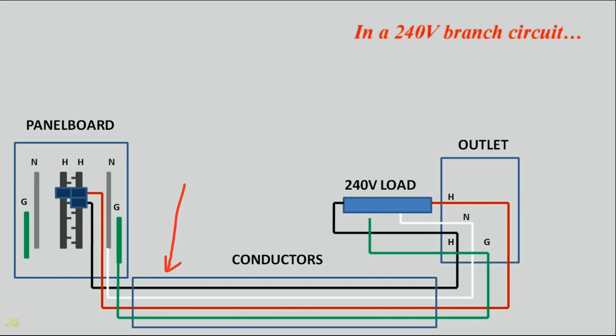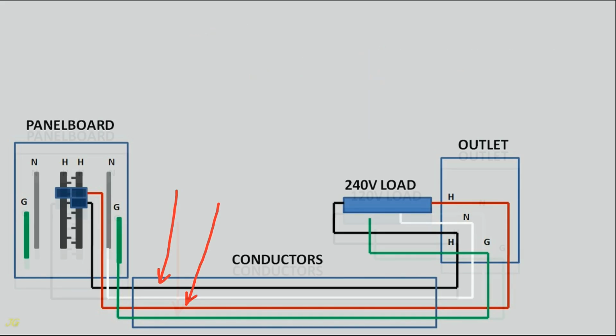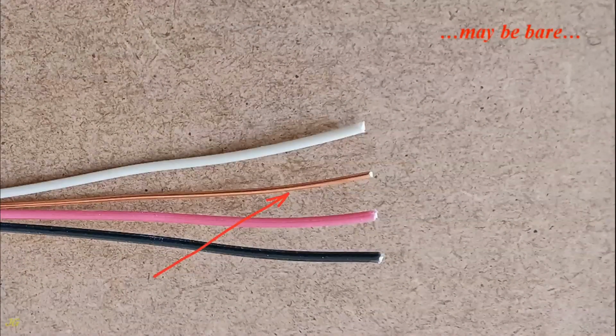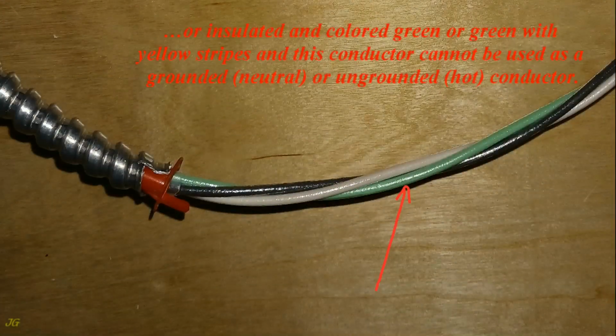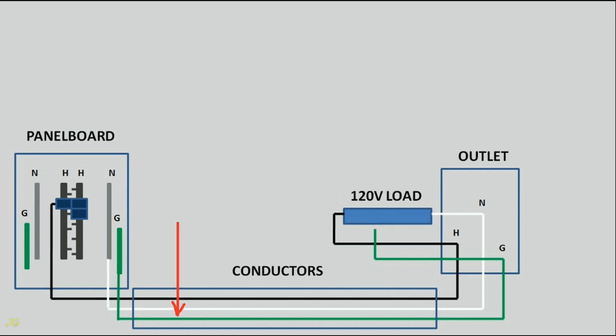In a 240 volts branch circuit, the 2 wires carrying current are usually distinguished by the colors black and red, but very often they are the same black color. The equipment grounding conductor may be bare or insulated and colored green or green with yellow stripes, and this conductor cannot be used as a grounded, neutral, or ungrounded, hot conductor. The equipment grounding conductor is a conductive path for ground fault current that is not a current-carrying conductor under normal conditions.